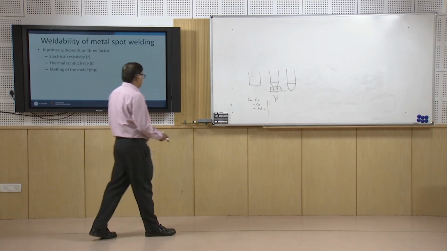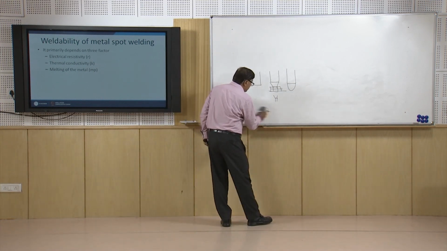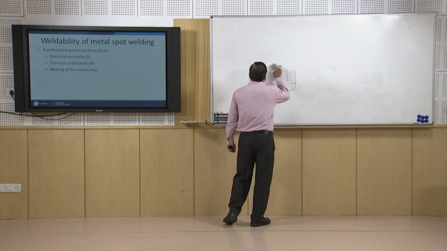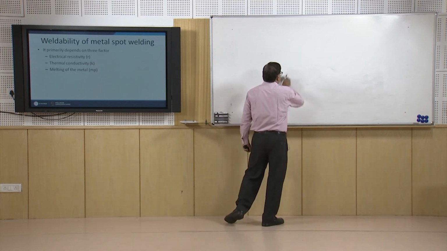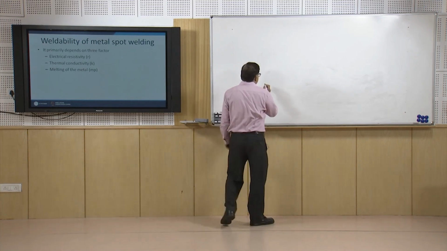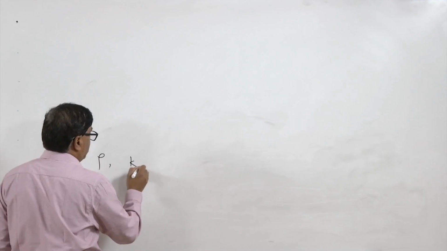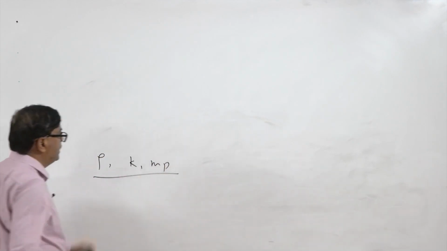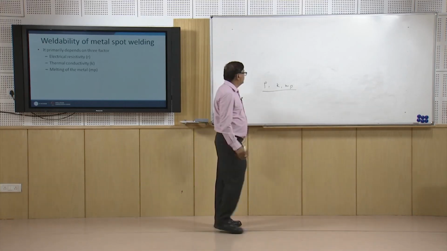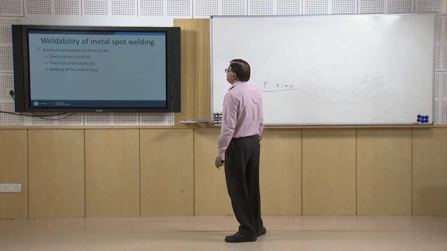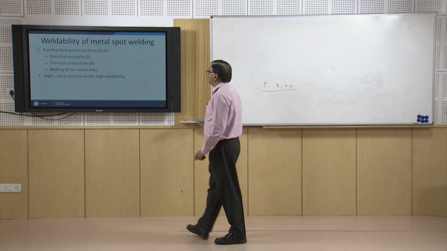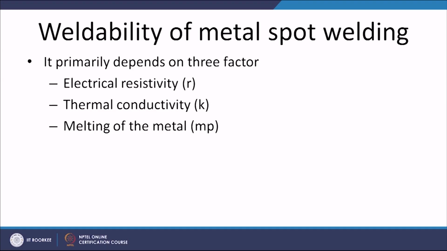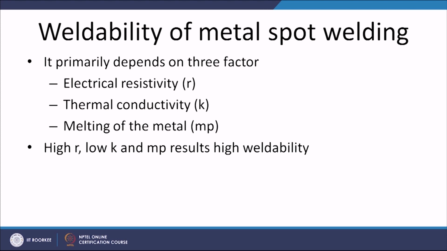Now, it is very important to see how the ease of welding by spot welding can be assessed and checked. For this purpose, there are normally three parameters: the electrical resistivity, thermal conductivity, and melting point of the metal. These three parameters significantly affect the ease of welding. High electrical resistivity, low thermal conductivity, and low melting point are always desirable, so that a given amount of heat will melt the metal at the interface at a faster rate.